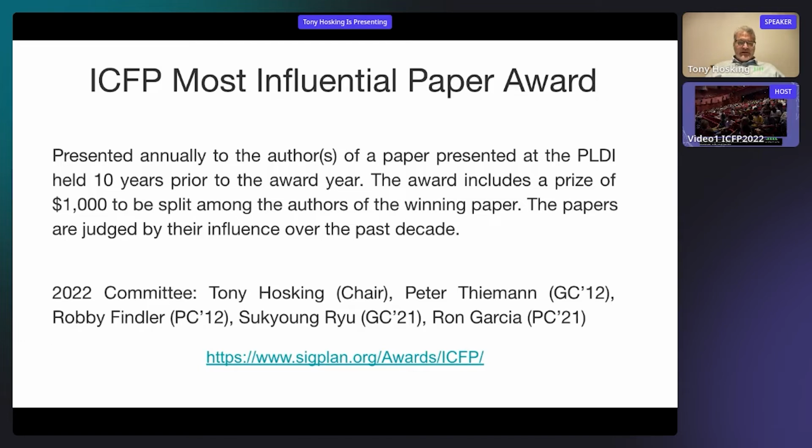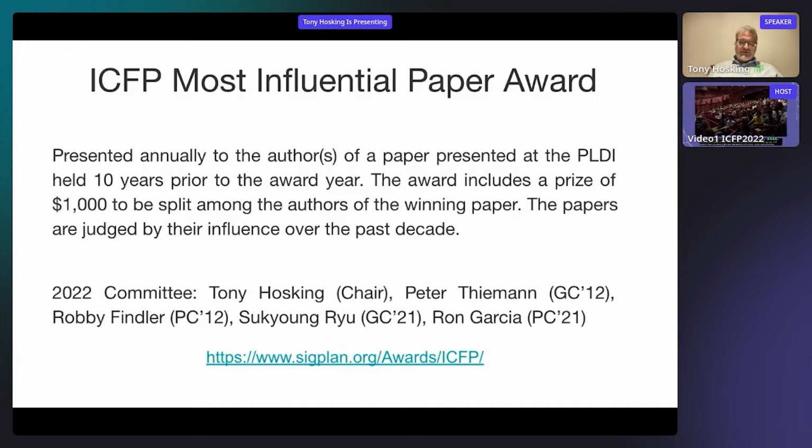So the committee comes together and they consider the papers that were presented 10 years previously. And they determine the winner, which will receive an award of $1,000 to be split among the authors of the winning paper. And the judgment here is on the influence of the paper that stood the test of time. So this year's committee are the folks that you see here: Peter Thiemann, who was General Chair in 2012, Robby Findler, who was Program Chair in 2012, Sukyoung Ryu, who was General Chair last year, and Ron, who's on stage there, who was the Program Chair last year.